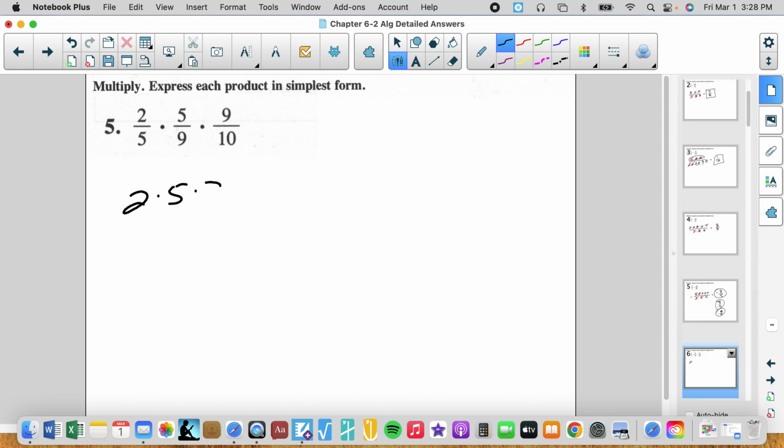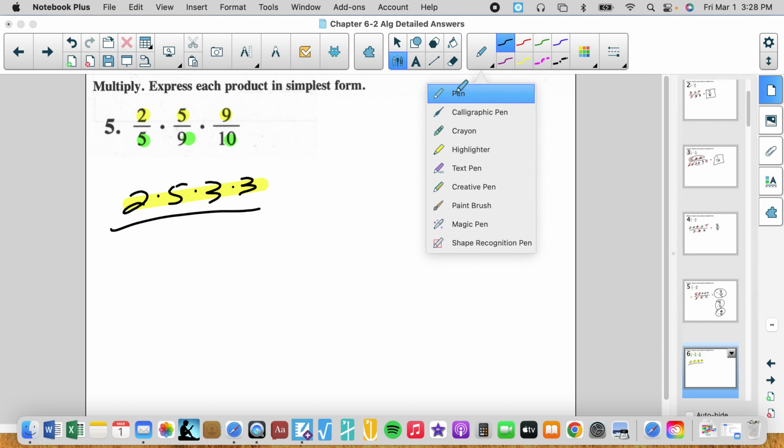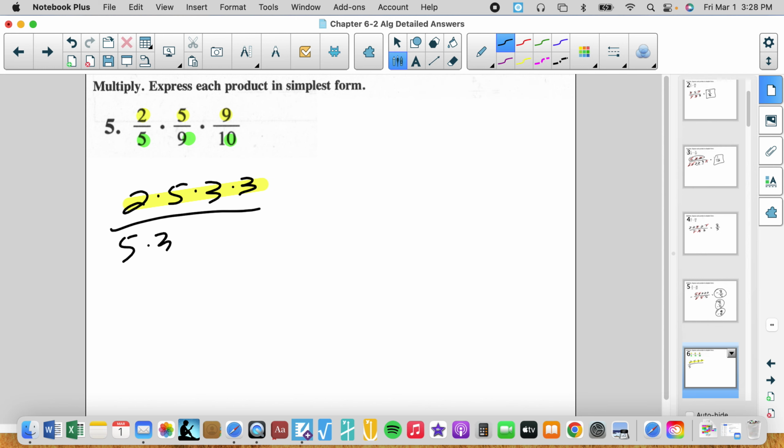2 times 5 times 3 times 3. I took all those numerators. Notice it's just this numerator, this numerator, this numerator, just rewritten there. We'll take each of the denominators, break them into its prime factorization. So 5 times 3 times 3 times 2 times 5 is my denominator. And now we'll cancel. 2 cancels with the 2 in the denominator, 3 in the denominator with 3 in the numerator, 5 in the denominator, 5 in the numerator, 3 in the denominator, 3 in the denominator. That leaves us with 1 over 5.